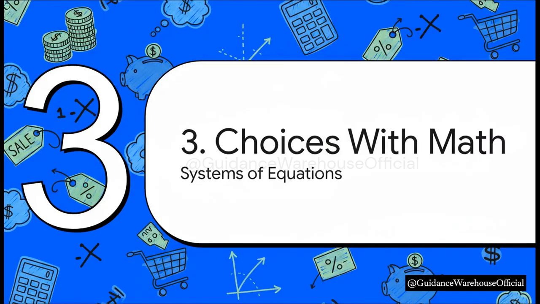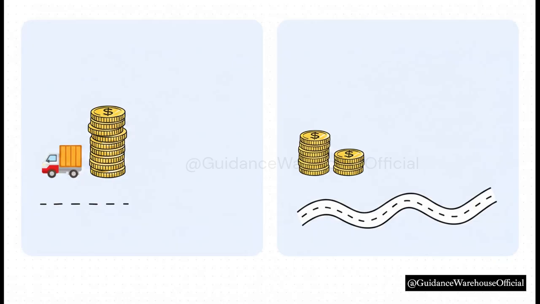Section 3, Making Choices with Math. Systems of Equations. All right, let's connect all of this to real-life decision-making, and maybe save some actual money. Meet Jamal. He's moving across town, needs to rent a truck, and he's looking at two options.